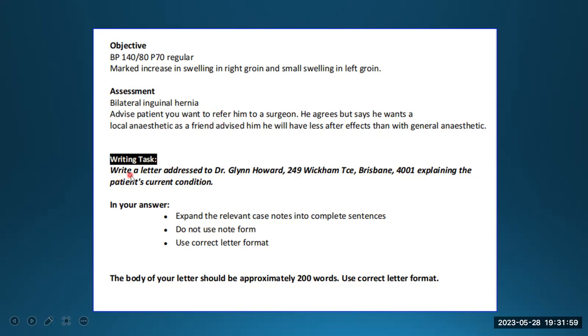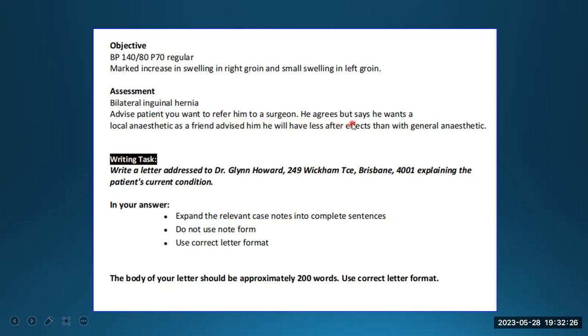Okay, most of the time they will mention the writing task here: write a referral letter. But you can also, by reading the case notes, get to know what type of letter it is. Like here, they mentioned the writing task in the assessment part of the second visit. Okay, so you want to refer him to a surgeon.